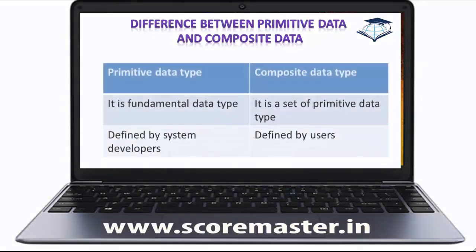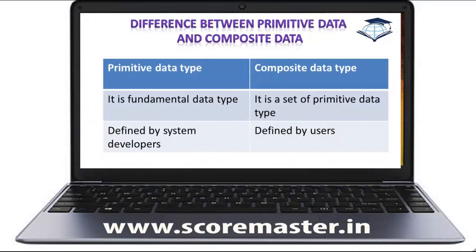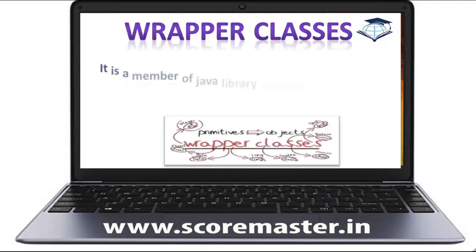Difference between primitive data and composite data. Primitive data type: it is a fundamental data type, defined by system developers. Composite data type: it is a set of primitive data types, defined by users.